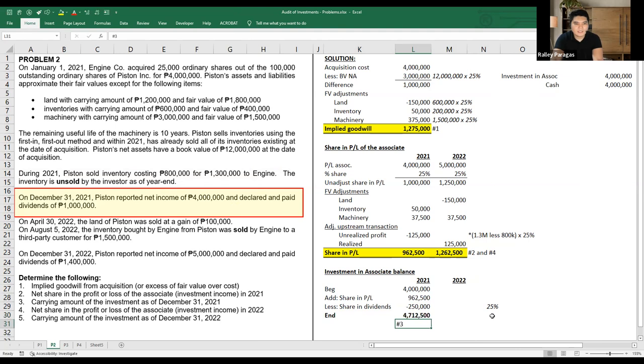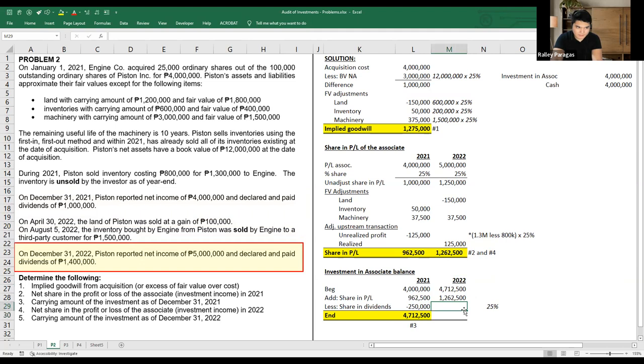Okay, compute naman natin yung carrying amount natin ng 2022. So kunin mo yung ending mo ng 2021. Add mo yung share in the profit or loss mo na kinumpute mo dito nauna. And then, i-less mo yung share in dividends. Magkano ba, sir, yung dividends? 1.4 million. Nakalagay na rin sa problem. So, that's negative 1.4 million. Kasi reduction nga. Multiply that by 25%. No? So, negative 350 yung share natin sa dividends ng investee. Okay, and then compute lang natin. Same case. I-sum lang natin lahat.